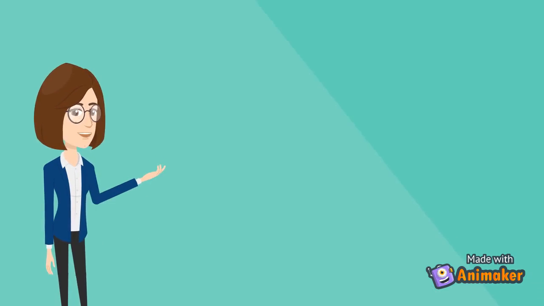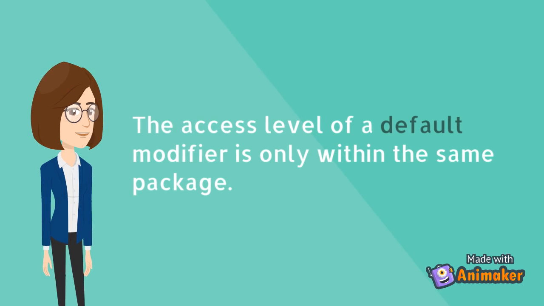The access level of a default modifier is only within the same package. That is, a class, a method, or a variable which has a default modifier cannot be accessed from outside the package in which it is declared. Generally, the default modifier is not declared explicitly. Any class, method, or variable which is declared without any access modifier generally has the default modifier.